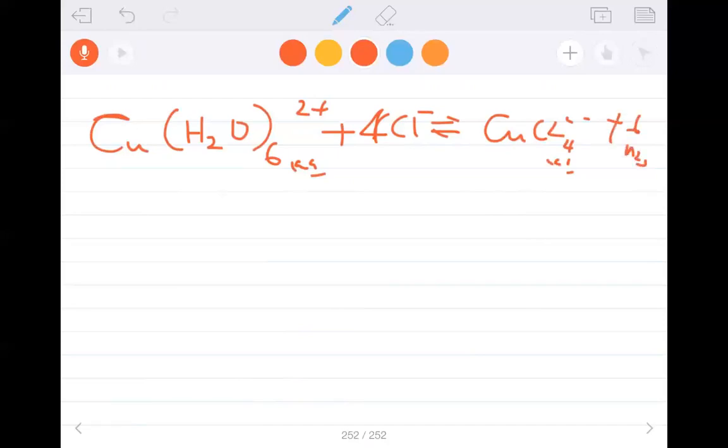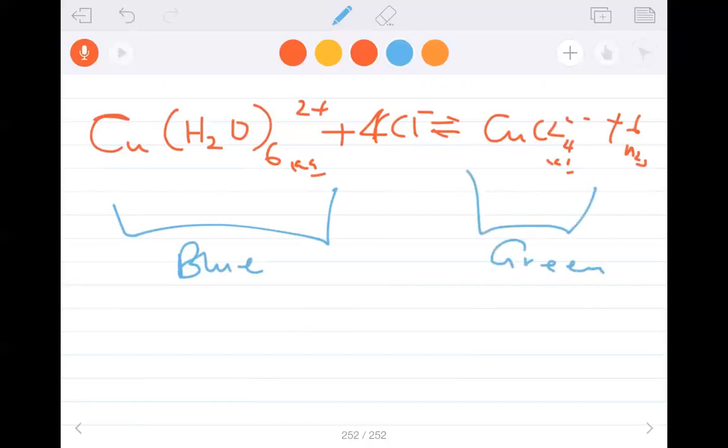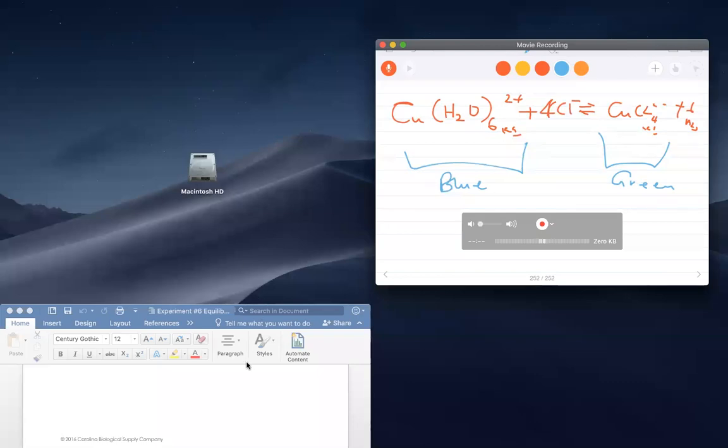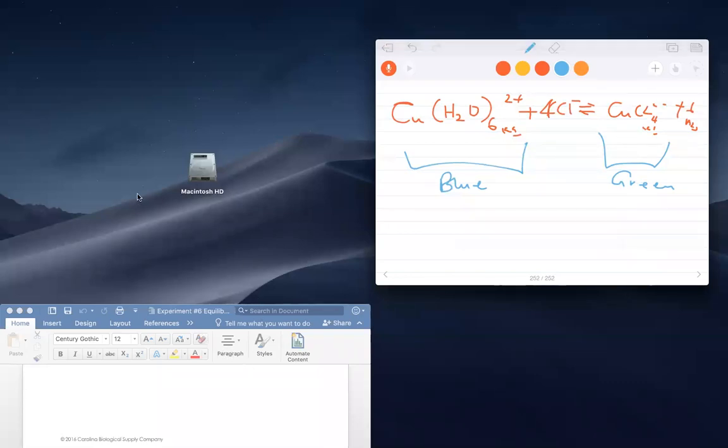What I wanted to point out is this is blue, and this is green. The color coding, you should pay attention to, to make a conclusion where the system will shift. I've explained how the system responds when you change the concentration.